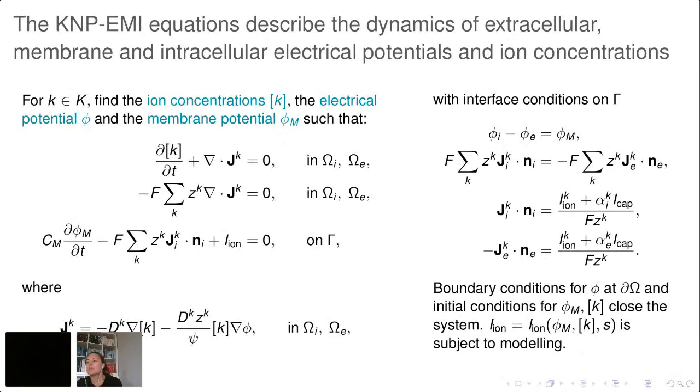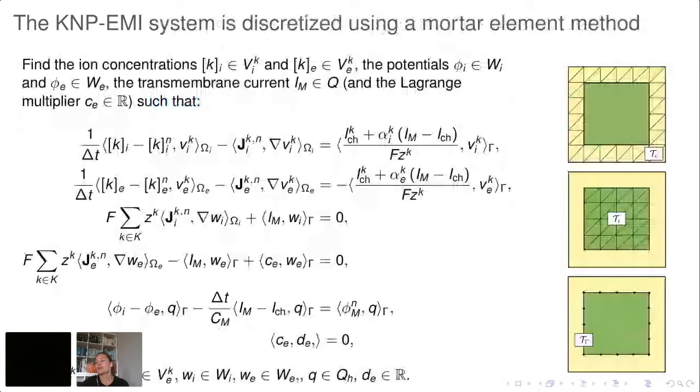And to solve this system numerically, we have applied a Mortar finite element method. And Mortar finite element methods allow for coupling of different types of variational problems posed over non-overlapping domains by weakly enforcing the interface conditions on common boundaries. So in our case, we couple the dynamics in the intracellular and extracellular regions weakly by I_M, which is the variable living on the common boundaries, which is this interface mesh here, gamma.